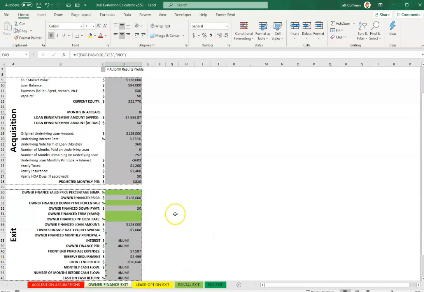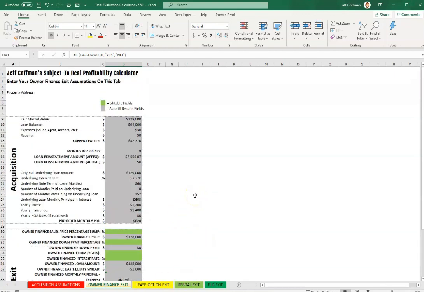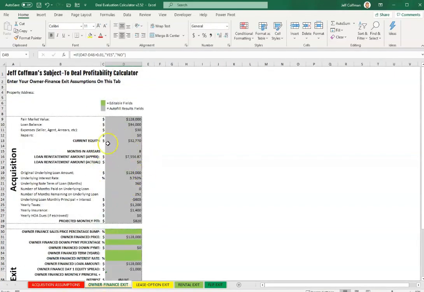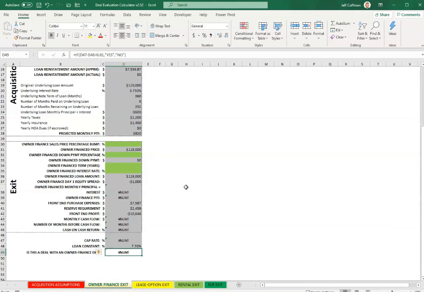And so what we have here is everything carries over. So you'll see up in this box, this acquisitions section here, everything just carries over from here into here. Now all we have to do is go in and plug in our numbers that we're going to use when we sell this property to our owner occupant buyer.